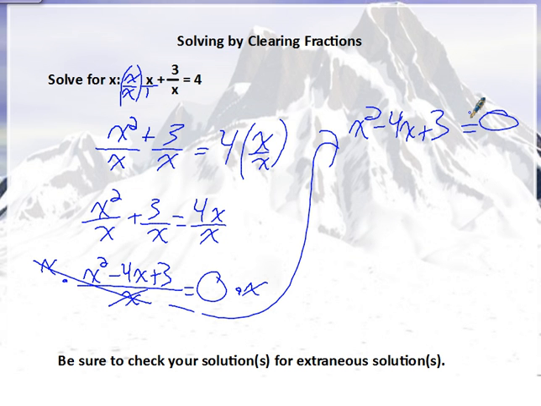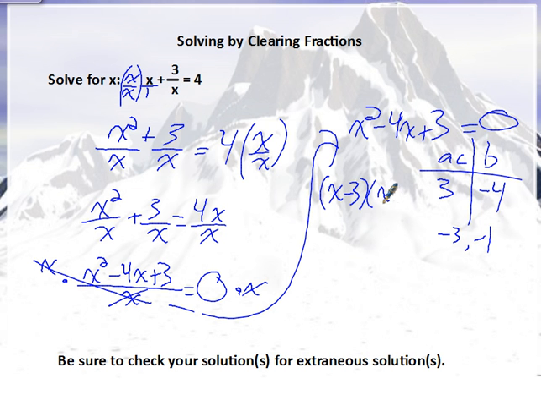I'm going to do the AC method. A times C is 3, B is negative 4. So I want two values that multiply to positive 3 and add up to negative 4. Those would be negative 3 and negative 1. So I'd get x minus 3, x minus 1. My solutions would be x equals 3, because remember this is equal to 0, and x equals 1. So those are my solutions.